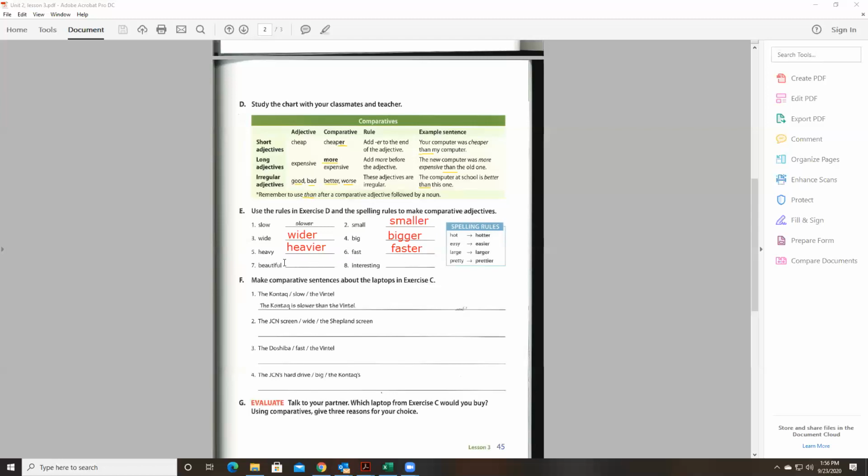Okay, now you have the word beautiful. Beautiful is a long adjective. So the adjective itself will not change. You will add more beautiful. Okay. Now you have the word interesting. This one is also a long adjective. So you will put more before it. More interesting.